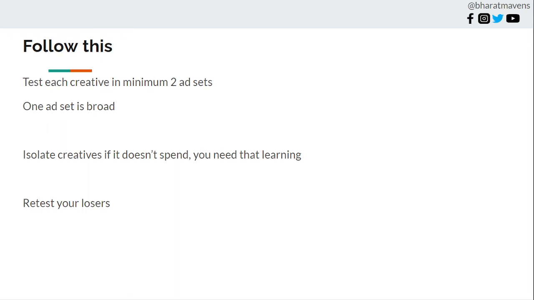And always retest your losers at least 2 or 3 weeks later. The first week, you launched a couple of creatives and a couple of them were losers. Try to retest them by week 4 or week 5 again, and see what happens. It's always good learning.